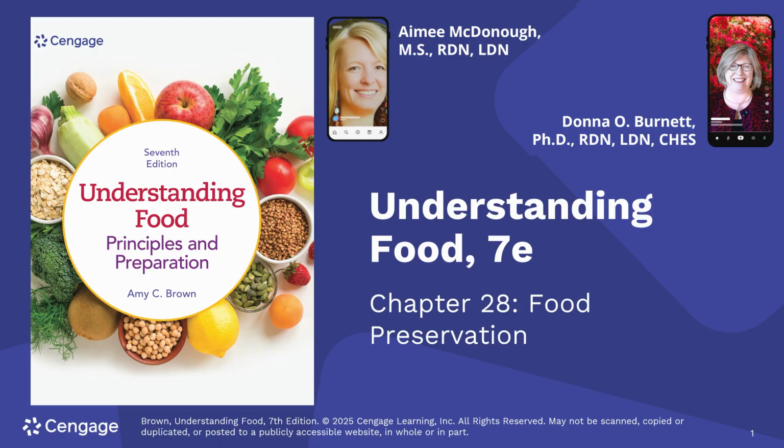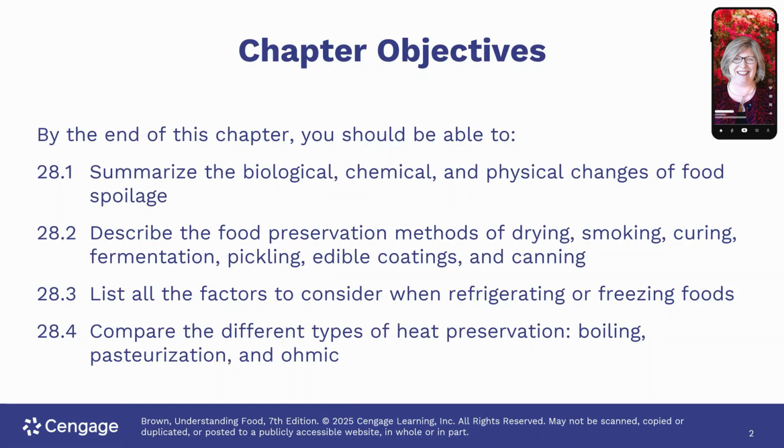In this lesson, we will consider food preservation methods. Let's get started. By the end of this chapter, you should be able to summarize the biological, chemical, and physical changes of food spoilage, describe the food preservation methods of drying, smoking, curing, fermentation, pickling, edible coatings, and canning.